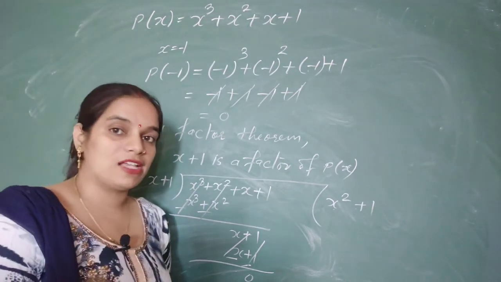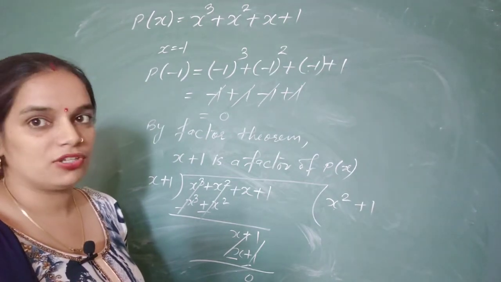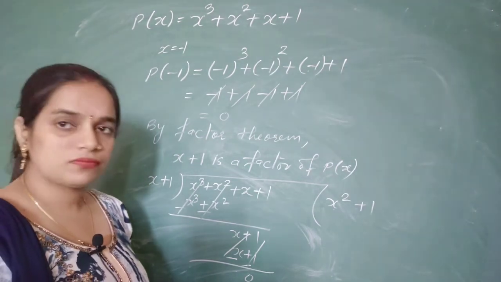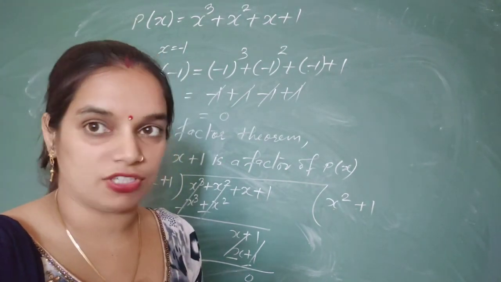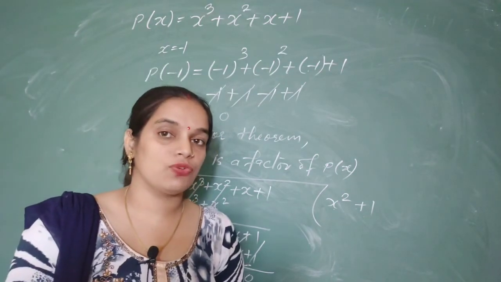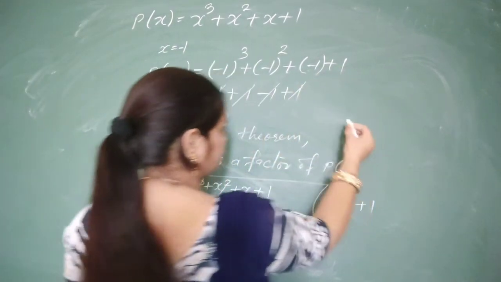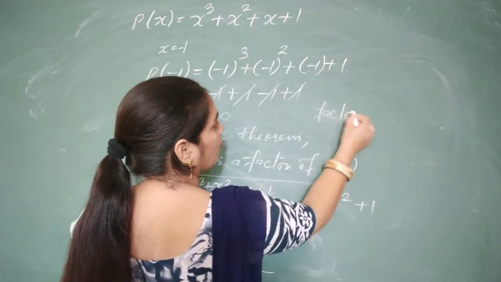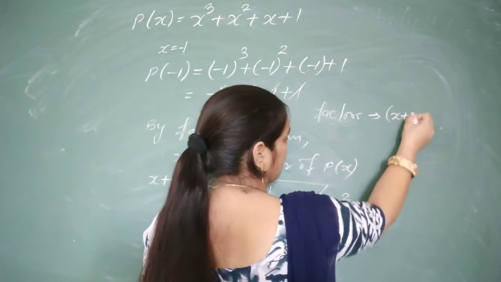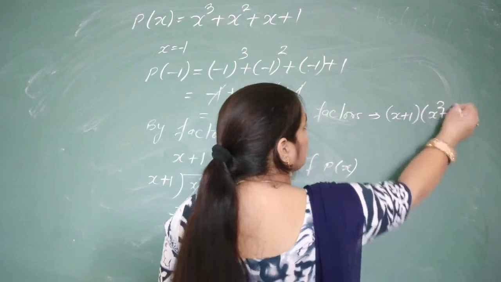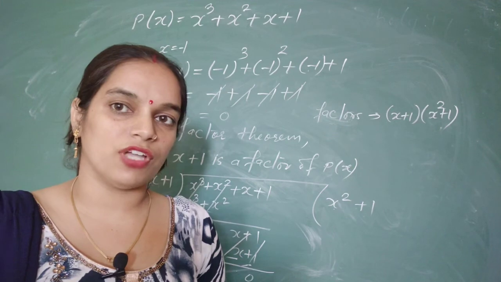Now we will equate x square plus 1 equal to 0 and find the other two zeros, or we can write we have to find just the factors. We can't factorize x square plus 1 any further. So its factors will be: first x plus 1 and second x square plus 1. These two will be the factors of the polynomial.